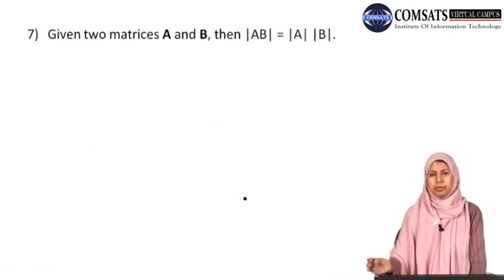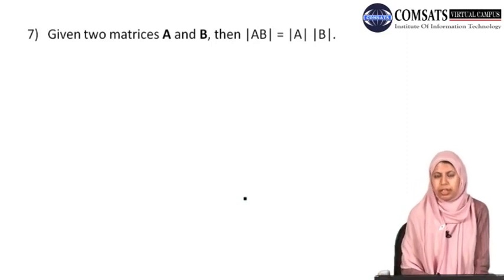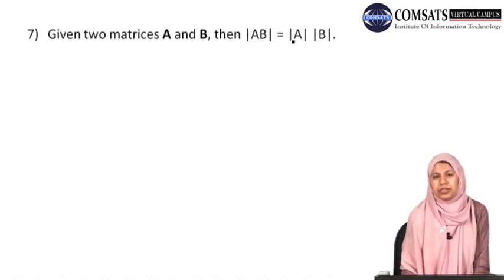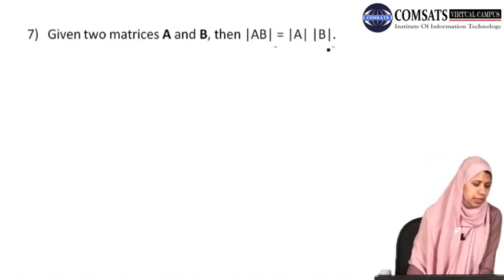Okay. Now our seventh property says that we are given two matrices A and B. Then the property says that the determinant of the product is the same as the product of the determinants. That is, we are given two matrices A and B, then either we take the product of the matrices and then the determinant, or we take the determinants first and then the product. They both are the same.